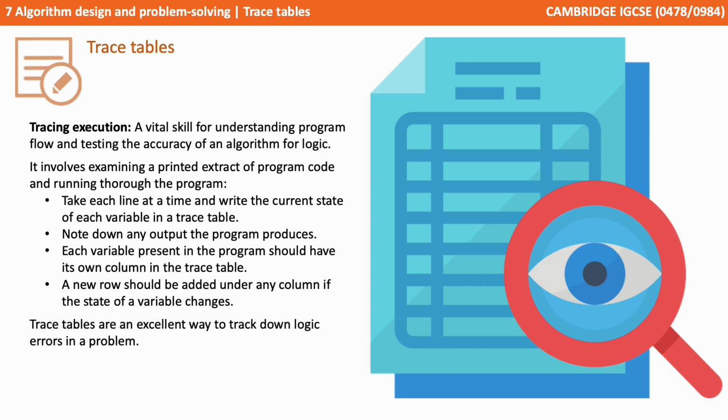Each variable present in the program should have its own column in the trace table, and a new row should be added under any column if the state of the variable changes. Trace tables are an excellent way to track down logic errors in a program.